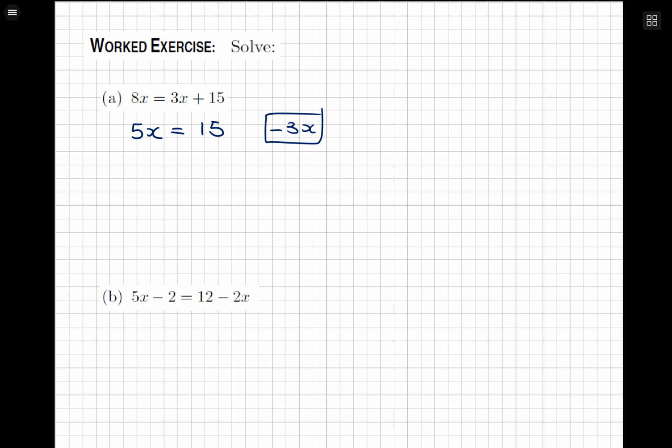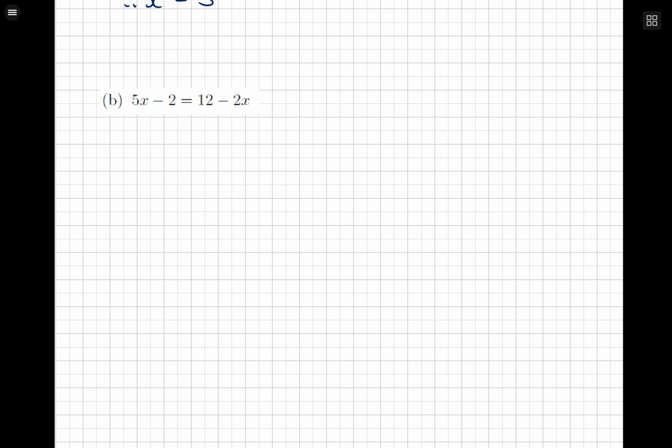All right, we're not finished yet. X isn't by himself. He's got a hanger-on of a 5 by multiplication, so the inverse operation to multiplication is division. We'll divide both sides by 5, and so therefore we end up with x is equal to 3. Easy peasy.